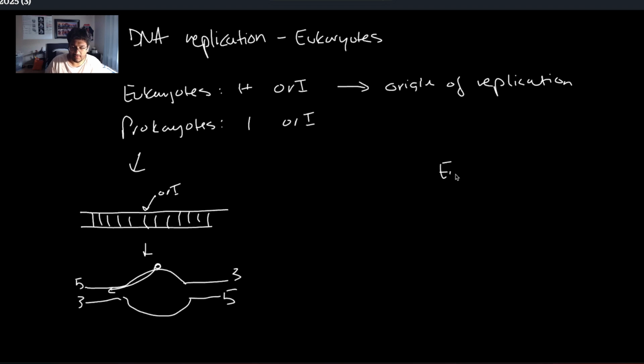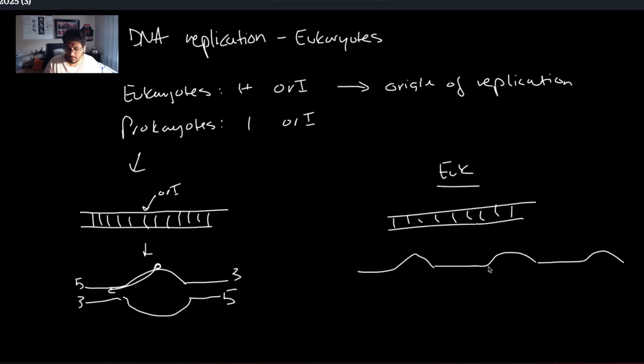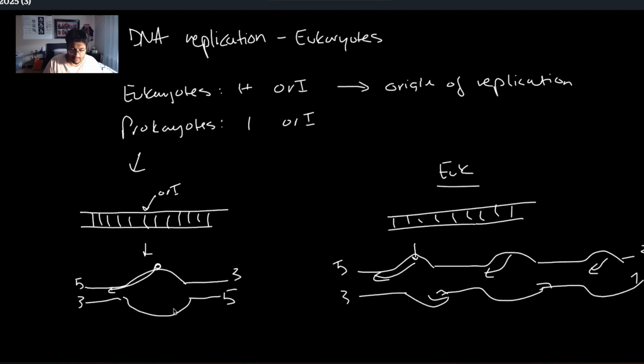Now, for eukaryotes, if we had the same DNA, there would be multiple humps. That means replication can start here, here, here, and here. So it's basically a way for eukaryotes to be more efficient with how they replicate. That's pretty much it.